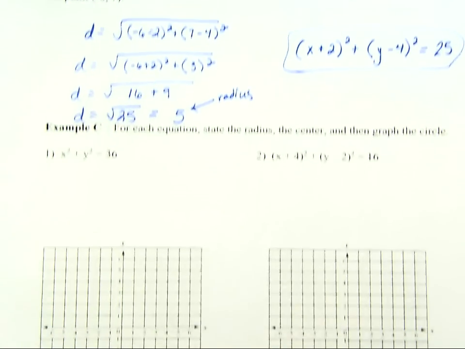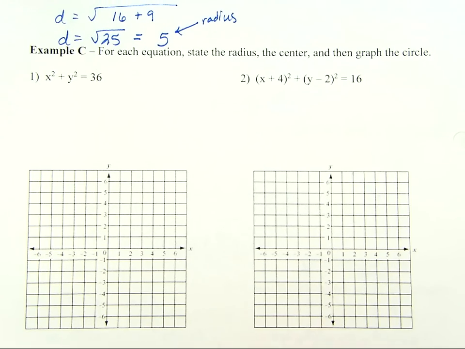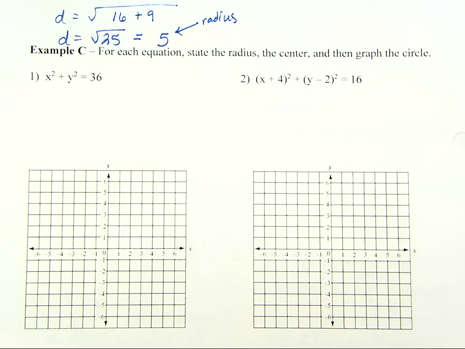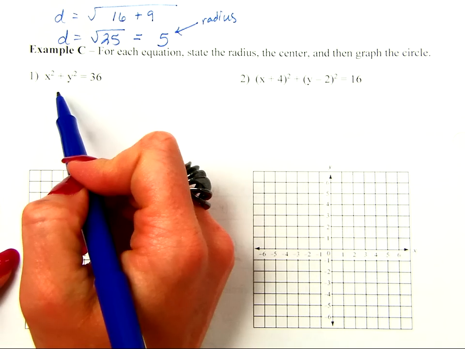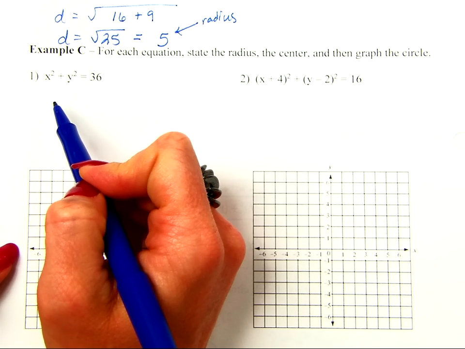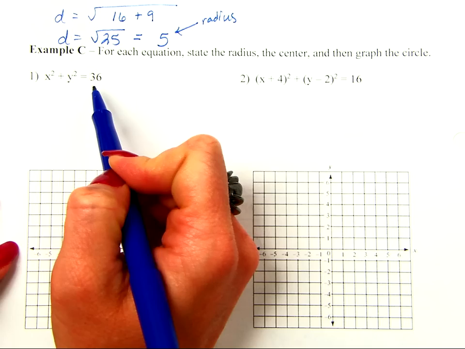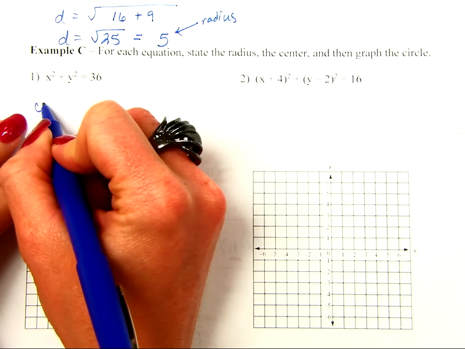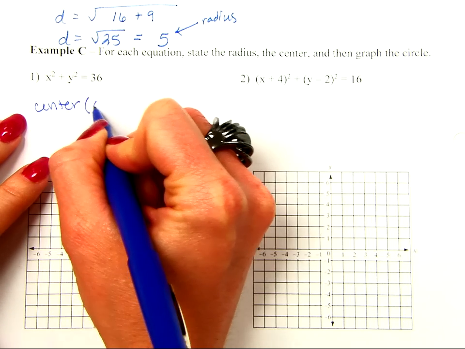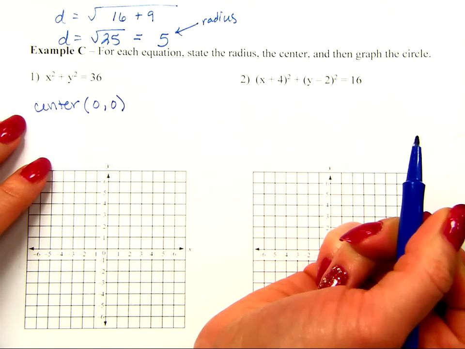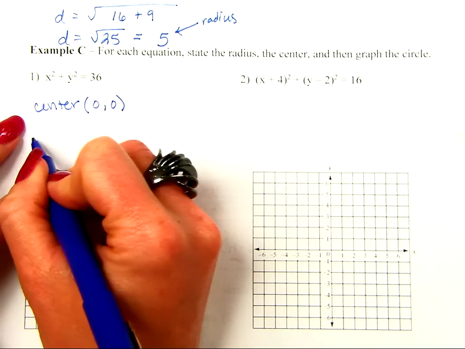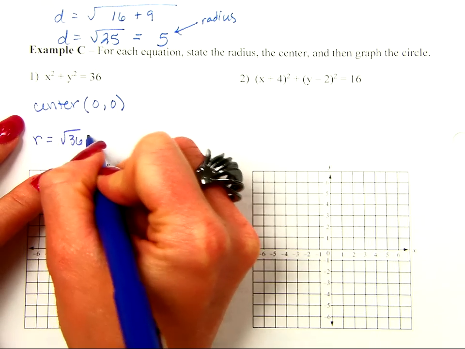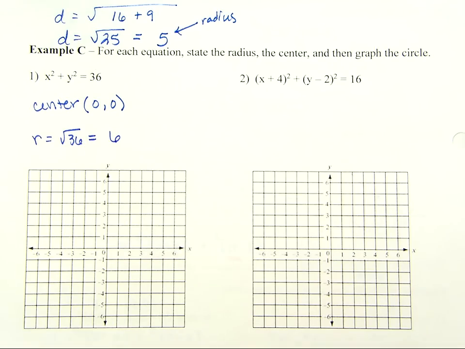Okay, example C, we're going to try a little bit of graphing. For example C, they would like us to state the radius and the center and then to graph my circle. So I'm kind of working in the other direction here. When I look at number 1, x squared plus y squared equal to 36, x squared plus y squared is actually going to tell me a center of (0, 0). There are no numbers for h and k. And my radius is going to be the square root of 36, which is going to be 6.